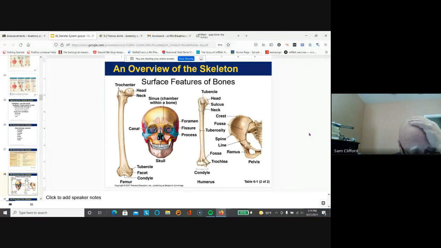Okay, we're going to go through the bones you should know. There'll definitely be questions on the greater trochanter. Here's a tubercle, a facet, a condyle. Here's the humerus. There'll be questions about the pelvis and the skull. So you'll have to learn some of these bone markings.